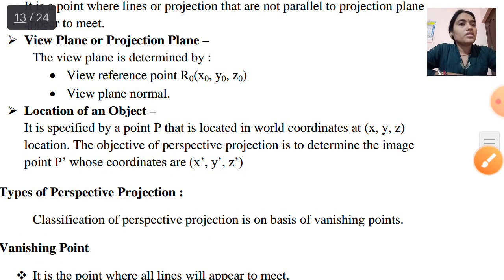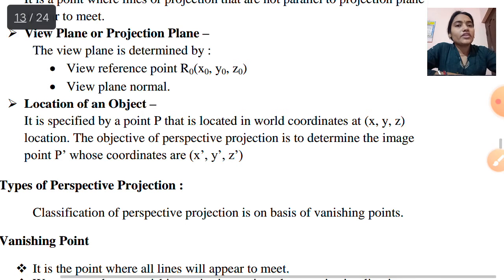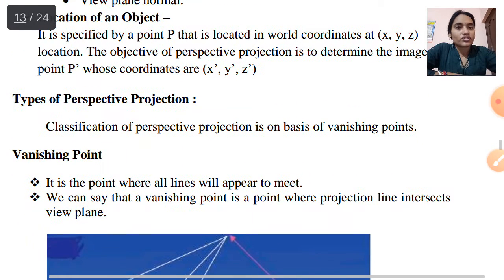The world coordinate location is X, Y, Z. The objective of perspective projection is to determine the image point P dash whose coordinates are X dash, Y dash and Z dash. Now let us discuss the different types of perspective projection.